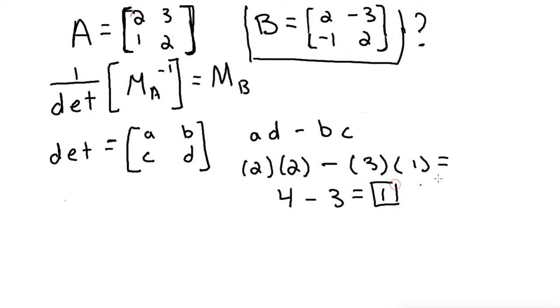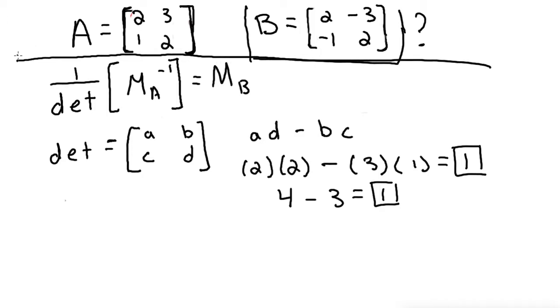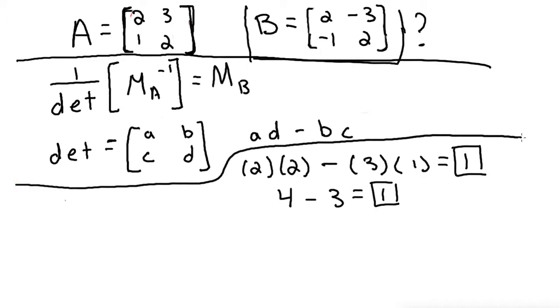So 1 is going to be the determinant of this matrix right here. Remember, this right here is the question. Everything above this line is the question. Right here is just the formula. And then here's the work to get the determinant. So now that we got the determinant, now I'm going to show you how to get this.